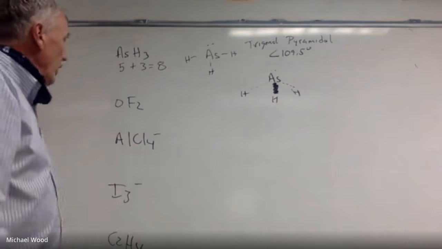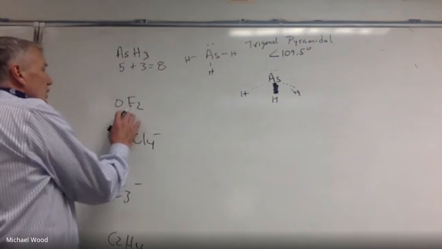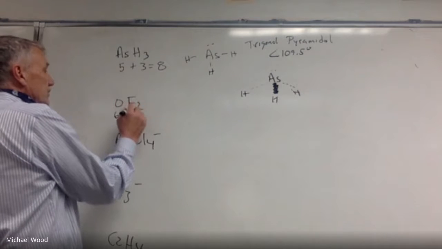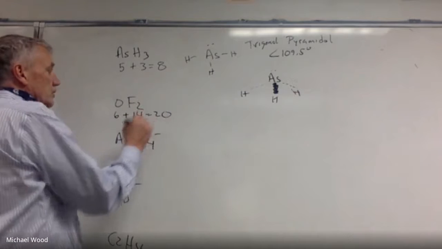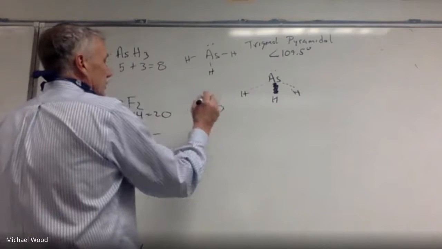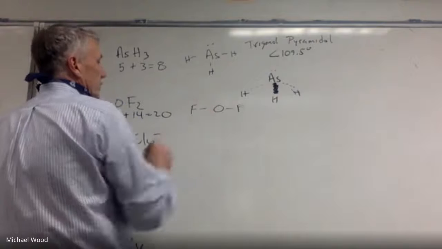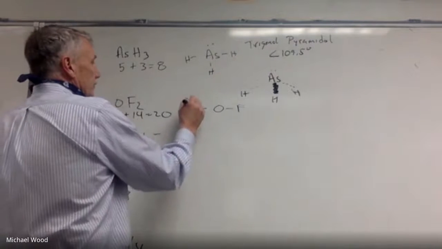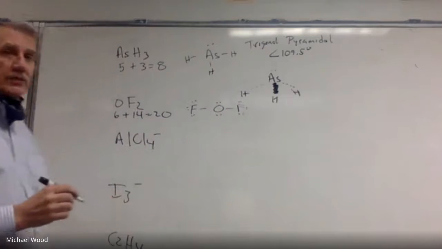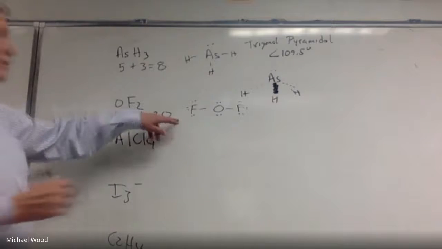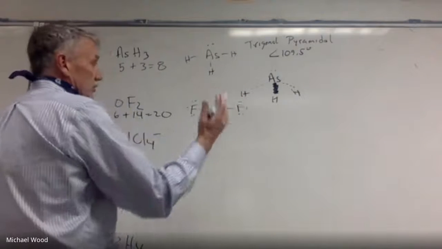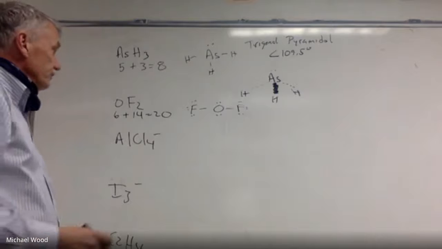Okay, then on to OF2. So if I do the valence electrons here, oxygen 6, fluorine 7, 7 times 2 is 14, so I get 20 total dots. Okay, so I'm going to put oxygen in the middle, and the fluorines around it, and I'll fill everyone's octet. Slow down here, I don't want to go too fast. Okay, so then if I count 2, 4, 6, 8, 10, 12, 14, 16, 18, 20, everything is good. Okay, so I did the dots.